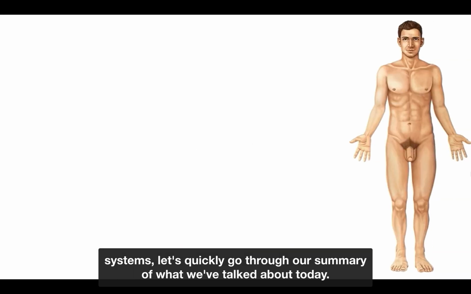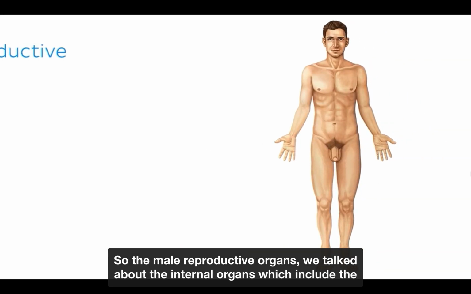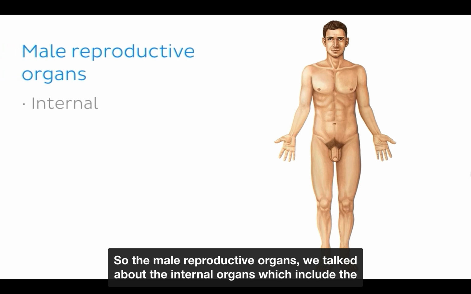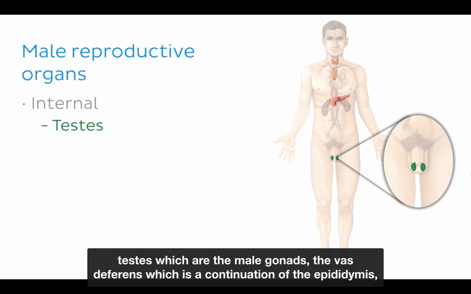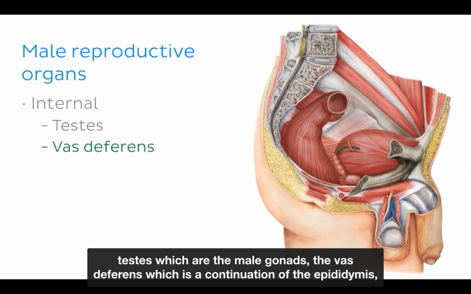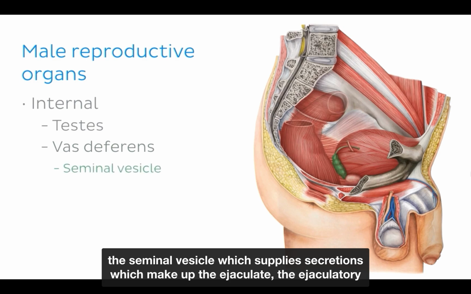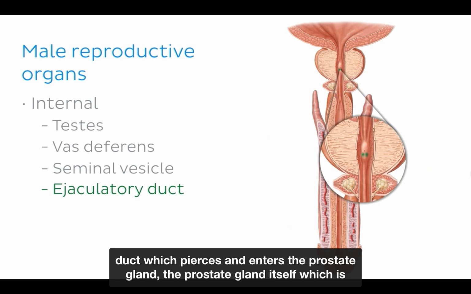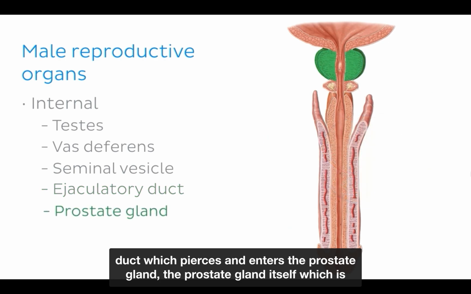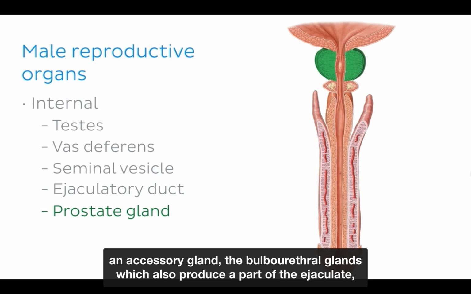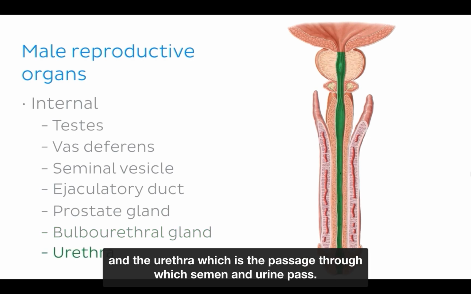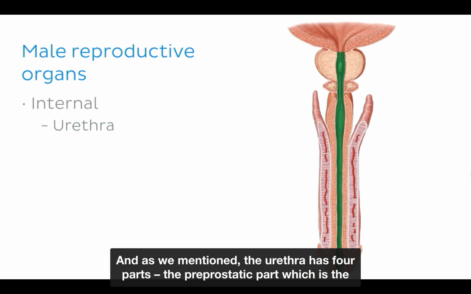So now that we've finished talking about the organs of the male and female reproductive systems, let's quickly go through our summary of what we've talked about today. So with the male reproductive organs, we talked about the internal organs, which include the testes, which are the male gonads, the vas deferens, which is a continuation of the epididymis, the seminal vesicle, which supplies secretions which make up the ejaculate, the ejaculatory duct, which pierces and enters the prostate gland itself, which is an accessory gland, the bulbourethral glands, which also produce a part of the ejaculate, and the urethra, which is the passage through which semen and urine pass.